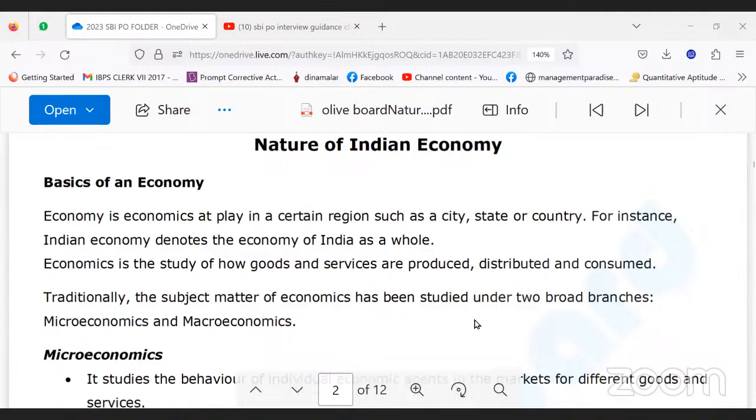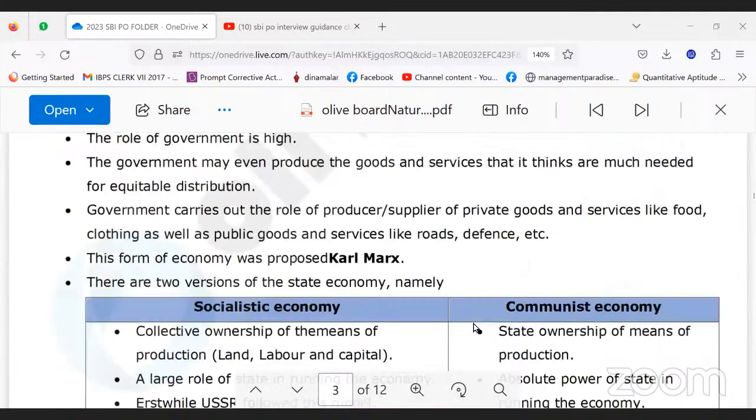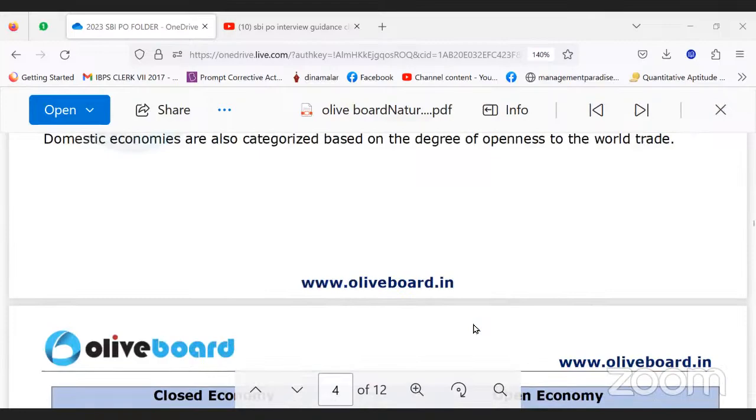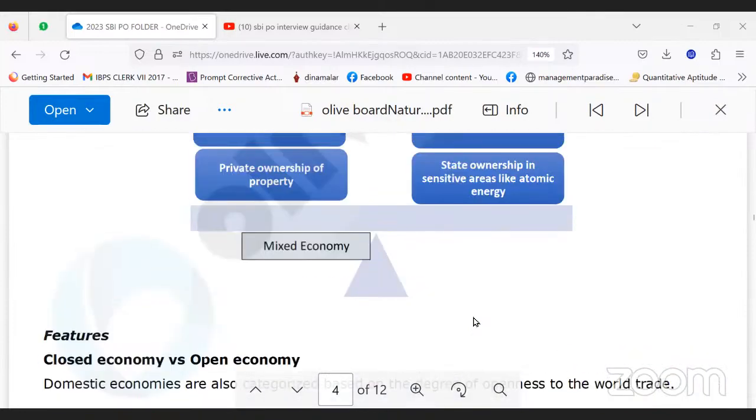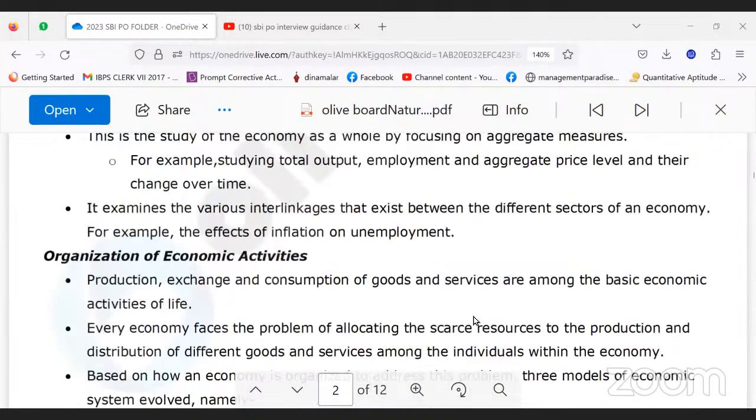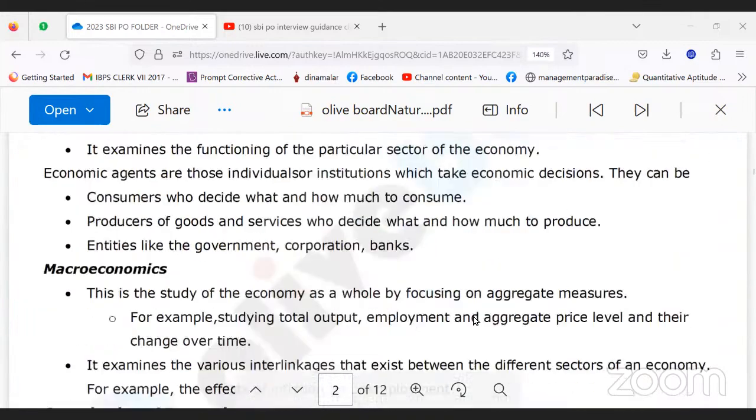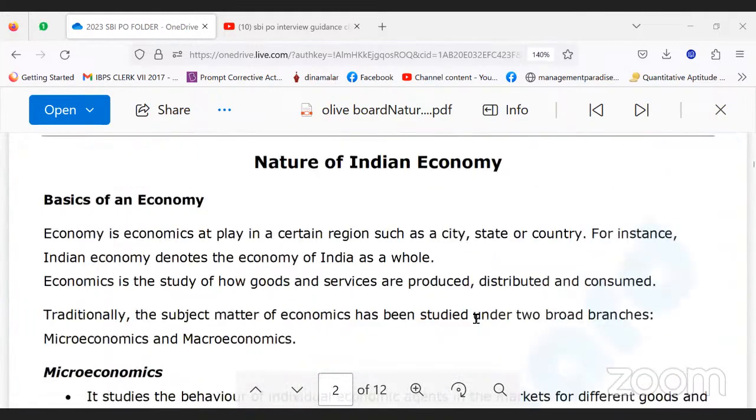So we will start with Anurag. Anurag, please make a proper reading. Wherever needed, I will explain. I suggest you go up to page number 4. This is page number 2. Start. Okay, sir.